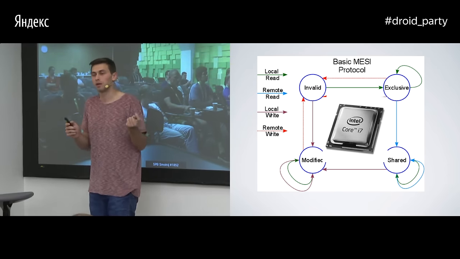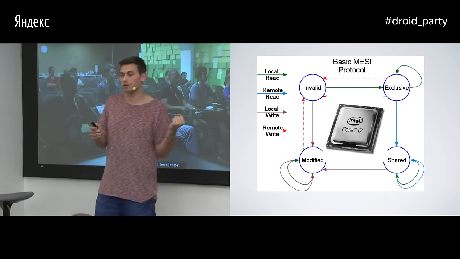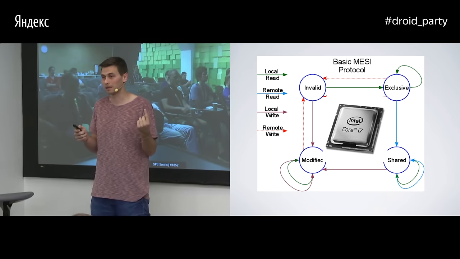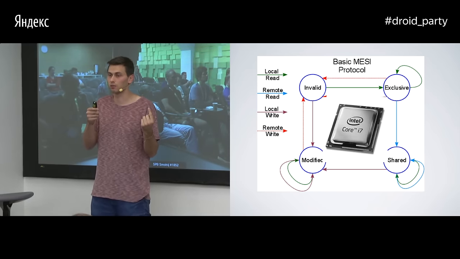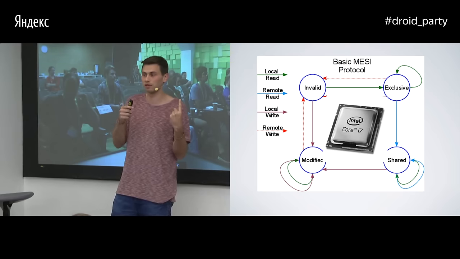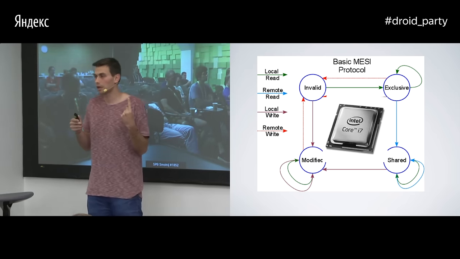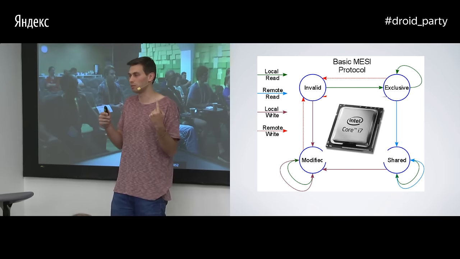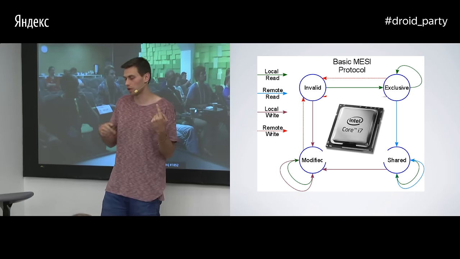But why are they using an event bus? They are using an event bus because it's easier to implement, because they assume that only one sender can use the event bus at the same time. Otherwise, it would be very hard to implement that cache coherence protocol.